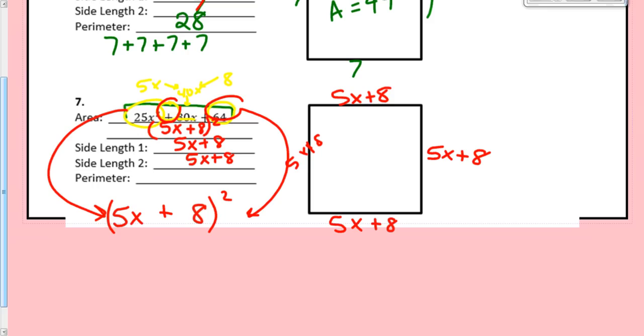So, perimeter. Well, again, I would need to take this and add it to itself 4 times or just multiply it by 4, right? So I'm going to have 20x plus 32.